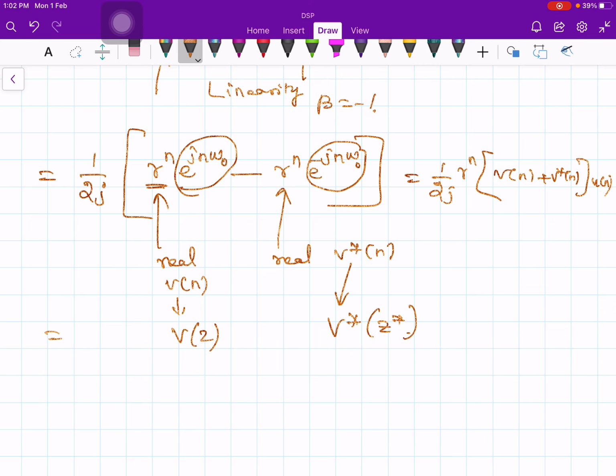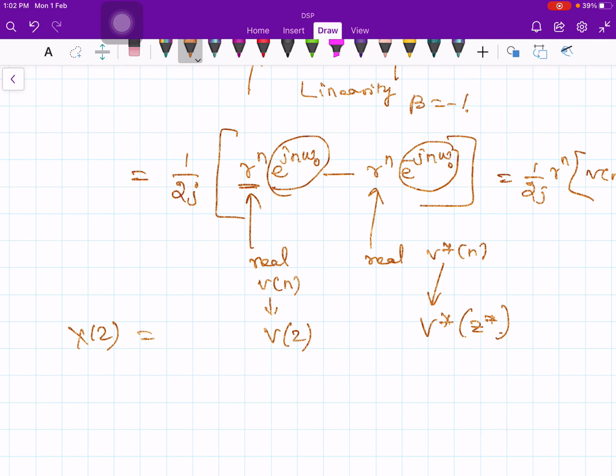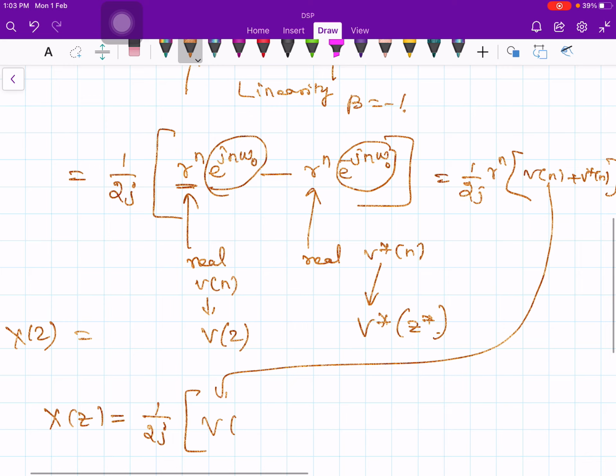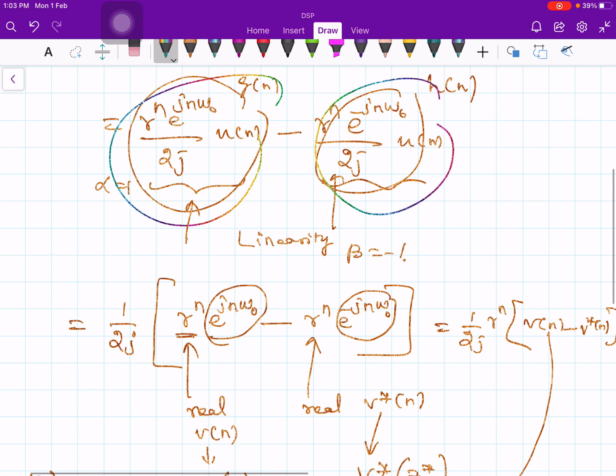Now if you apply the formula, then my desired transform, let's say X of z, is very simple, right? This X of z would be 1 by 2j times, v of n leads to V of z, minus, because there is a minus symbol, I forgot it here, minus v conjugate of n leads to capital V conjugate of z conjugate. So there is no need to find the Z transform of these two separately. You just find the Z transform of this one and then take the complex conjugate, and combine them. Your job is very simple.